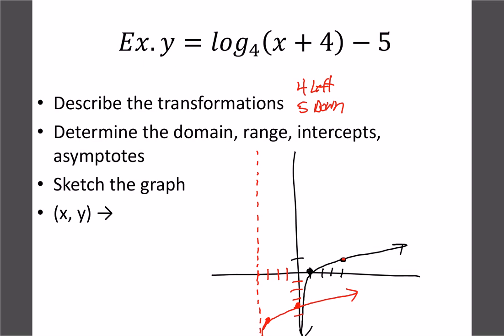Our domain originally was x is greater than 0, so now it'll become x is greater than minus 4 because we moved it 4 left. Our range is still all real numbers, that doesn't change. Our intercepts have changed. Originally we had no y-intercept. You can see now it's down at negative 4.